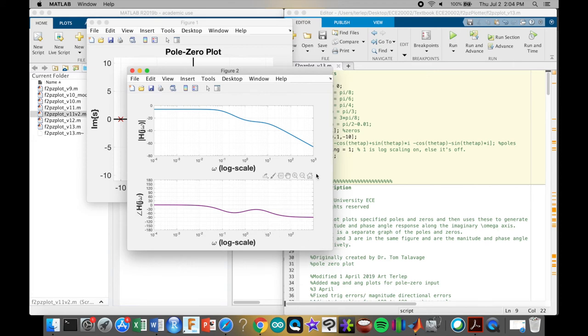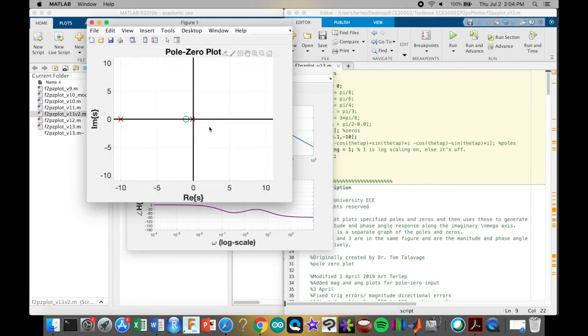So if I have more zeros than poles, I just expect this to go to positive 90 at the end. Okay, if that were something I could do. So let's see here. What else can I say about this plot?